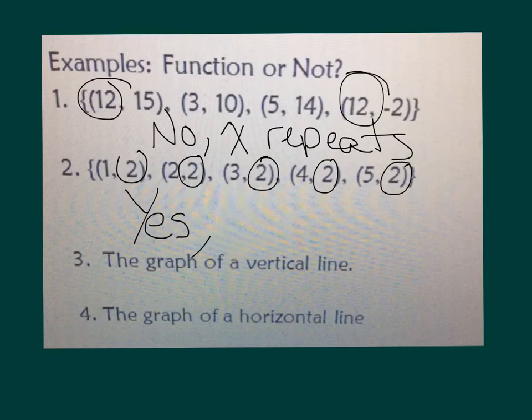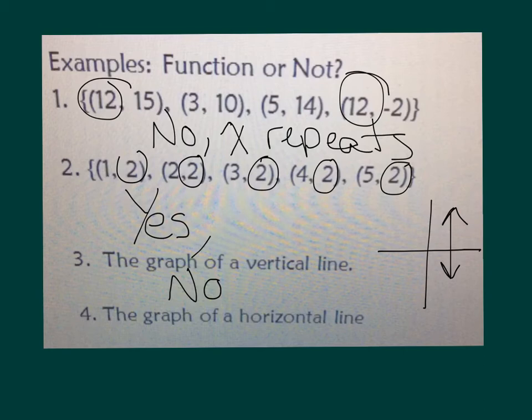Number 3, the graph of a vertical line. So let's draw a vertical line on a graph just anywhere. Okay, so if I take a vertical line, try my lightsaber again here, see if that will work. Oh, there it goes. Okay, so I run my vertical line over the graph. Do you see how it is completely over it? What that means is that the line on top is touching the bottom infinitely many times. So is infinitely many more than 1? Yes. So is that a function? No.